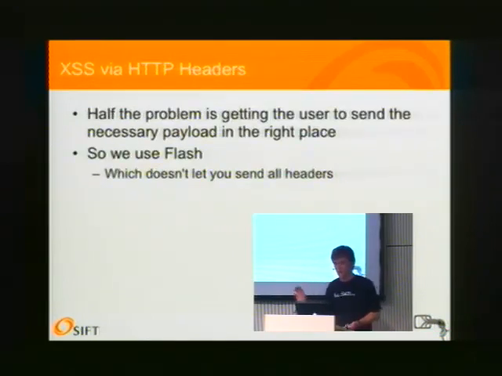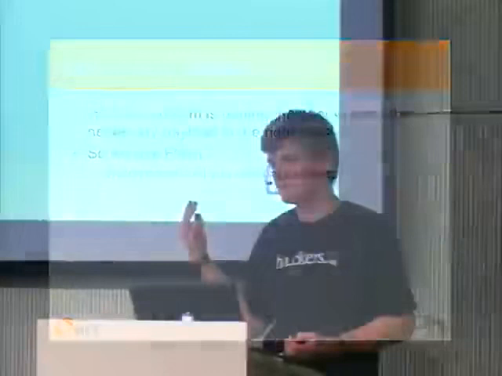All right. When we have an XSS issue, half the problem is finding the actual vulnerability itself, but the other half, which this talk's mainly focused on, is actually getting the user to send the data to have the XSS execute in the user's context, rather than just being able to XSS ourselves. So, how do we do this? We use Flash. Sadly, Flash doesn't let you send all the headers you'd want. It blocks things like referrer headers, user agent headers, obviously the host header, things like that.